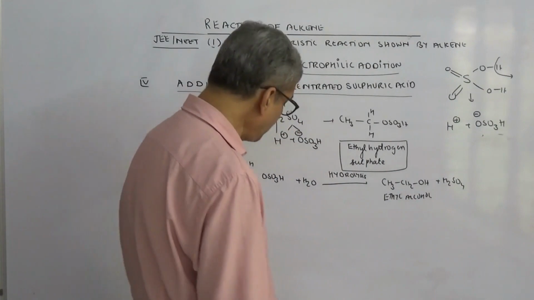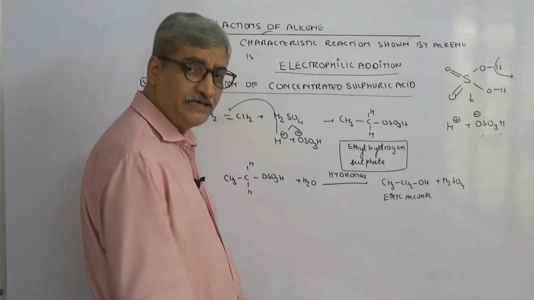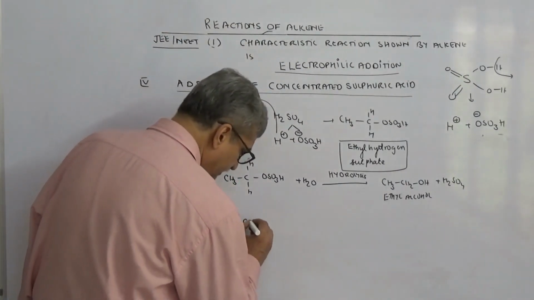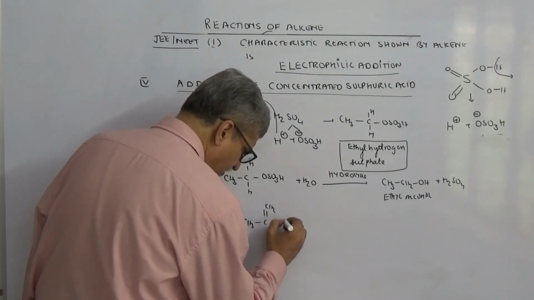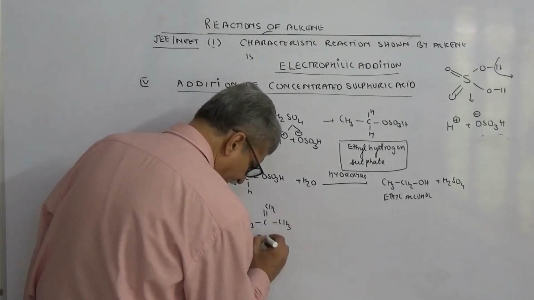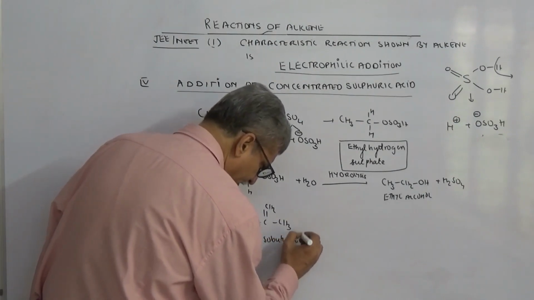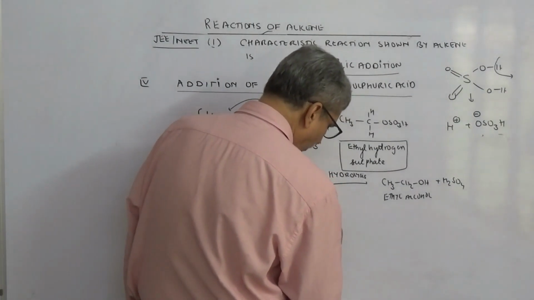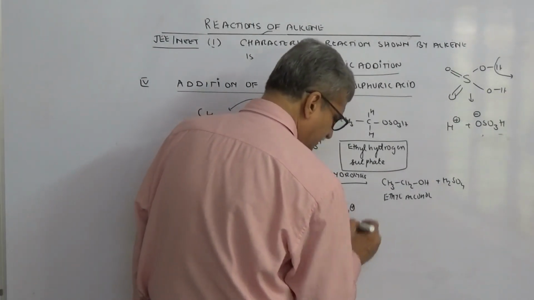Now what happens in case of branched higher alkene? You don't get the intermediate. So if you have isobutylene, (CH3)2C=CH2, in case of isobutylene the reactivity is more. So directly the water gets added, not through an intermediate, in presence of sulfuric acid.